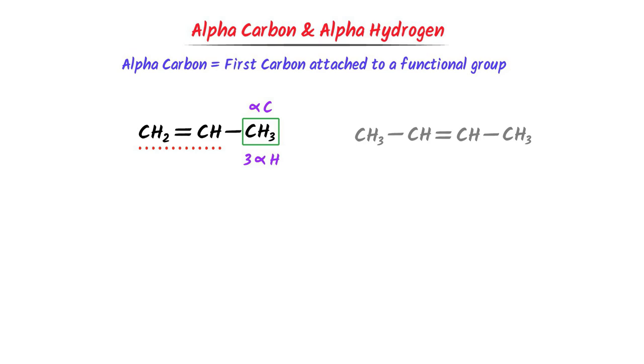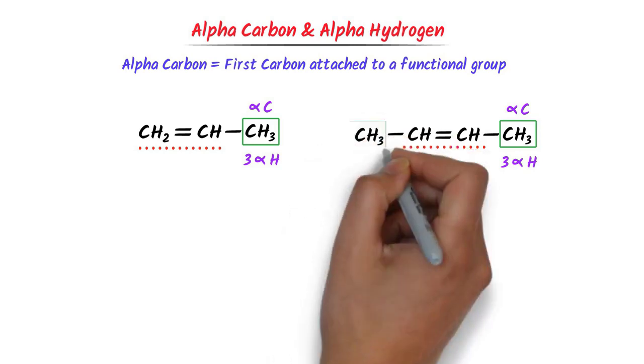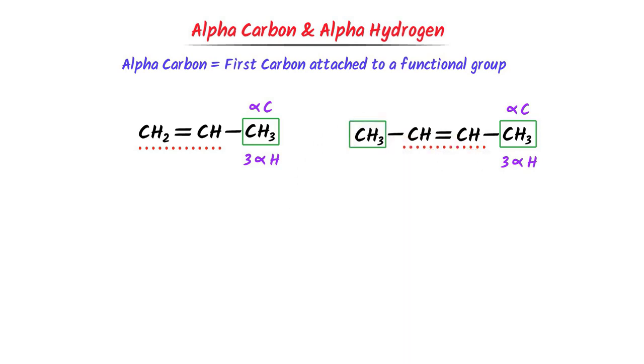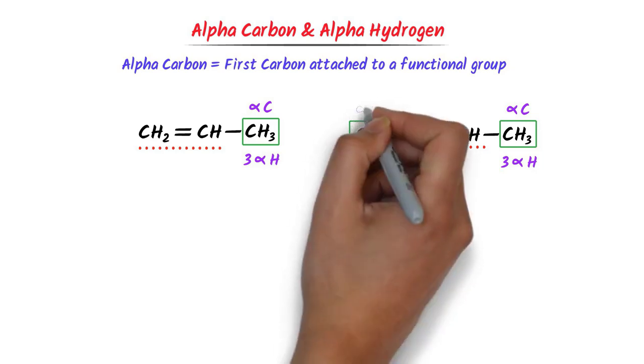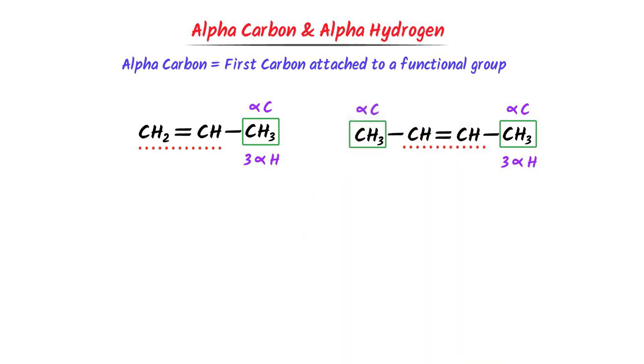Secondly, consider this organic compound. We can see that this is a functional group of alkene. At the right hand side, this is the first carbon attached to the functional group. It is alpha carbon and these three hydrogens are alpha hydrogens. While at the left hand side, this is also considered as the first carbon attached to the functional group. It is alpha carbon and these three hydrogens are alpha hydrogens. Thus in this molecule, there are a total of 6 alpha hydrogens.